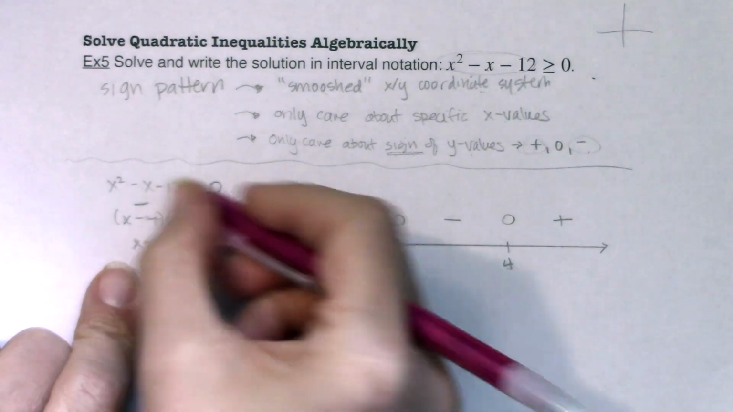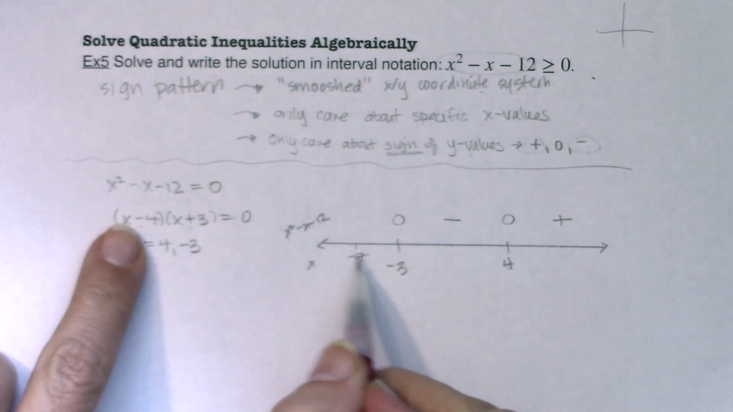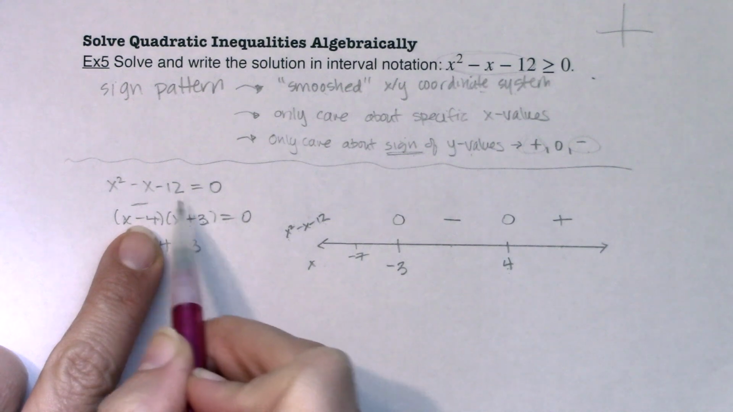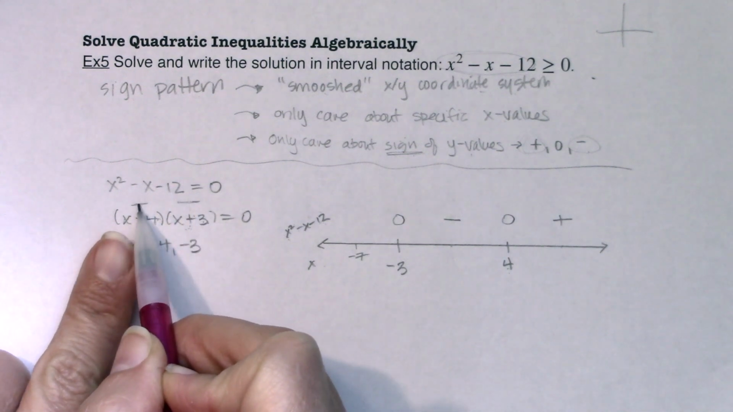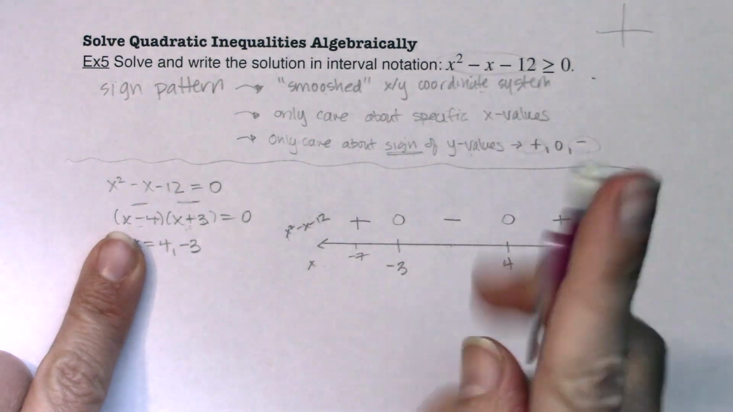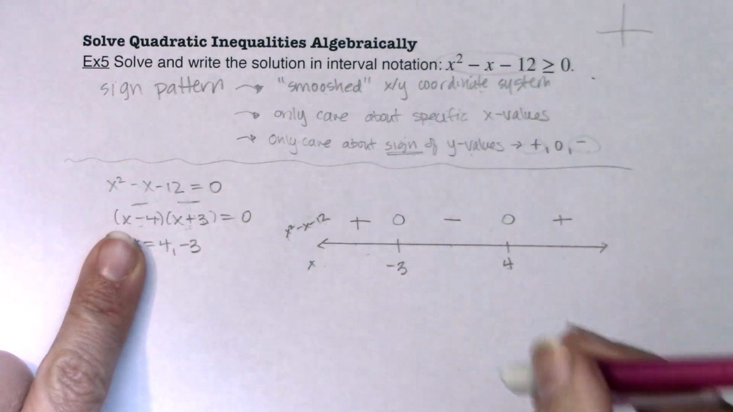All right, then let's pick something left of -3, like, I don't know, well, let's go with -7 right now, okay? I'm gonna plug this into my factored form. All right, so if I try -7 for x, -7 minus 4 is a negative number. -7 plus 3 is also a negative number. A negative times a negative is a positive. So that, and let me erase my little -7, that is my sign pattern, okay?